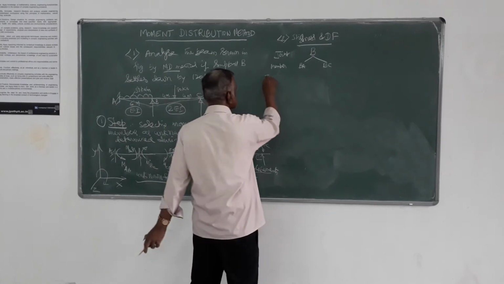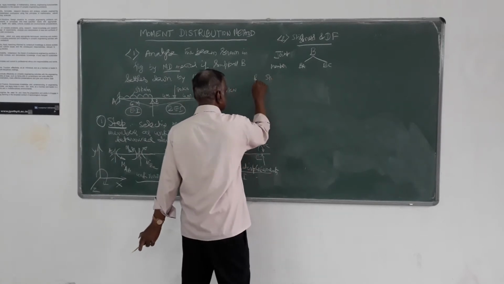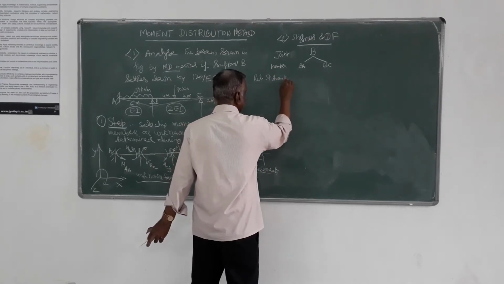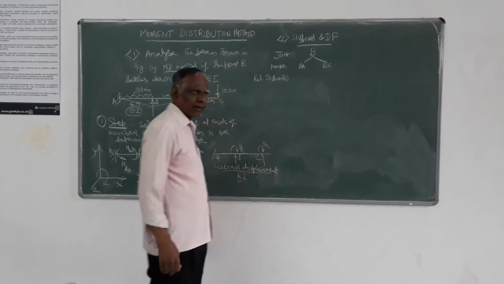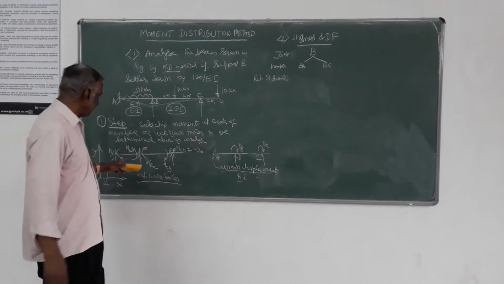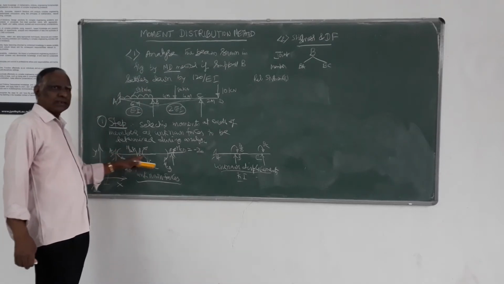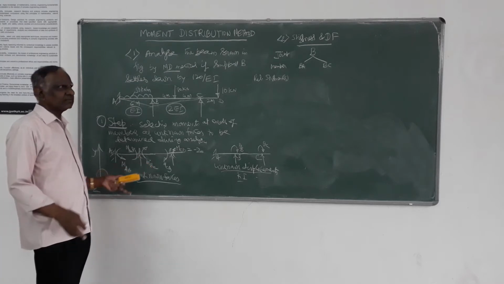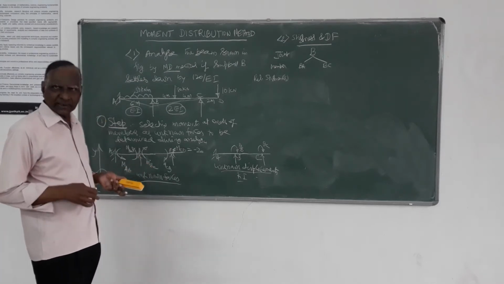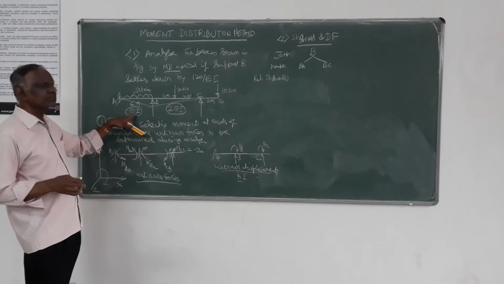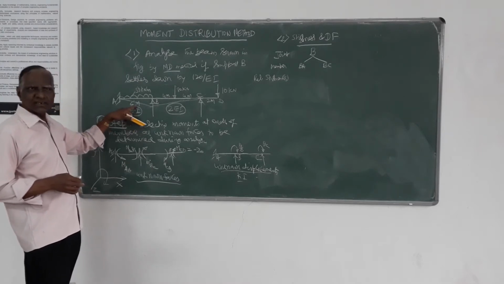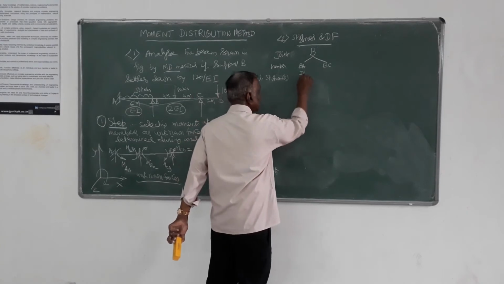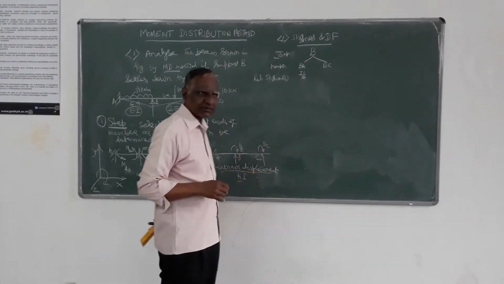Then write stiffness or relative stiffness. I will write relative stiffness K of member BA. It is fixed at one end, continuous at the other end, so relative stiffness is I by L. What is I of the member? It is I itself. L is 6 meters. So it is I by 6 relative stiffness.